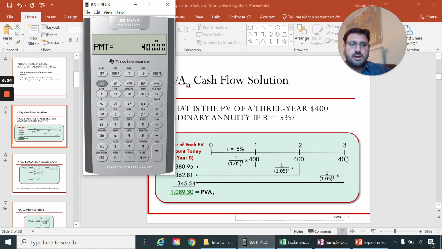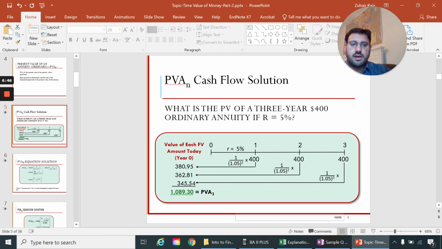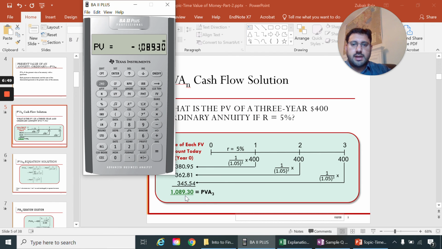And what is the future value? Apart from these 400, is there any future value over here at the end of the third period? No. So 0. And compute the present value. This is the same as what we got over here, right? 1089.30, right?